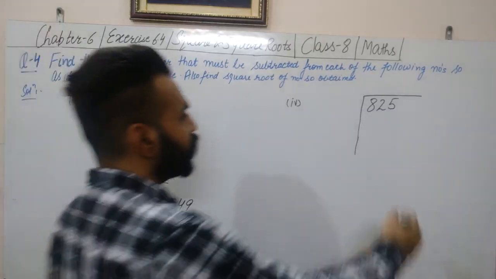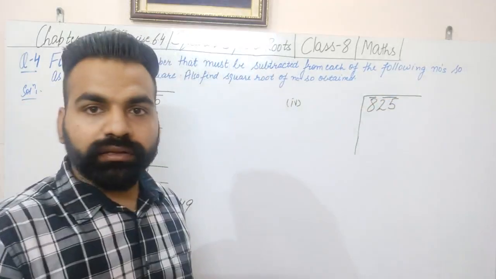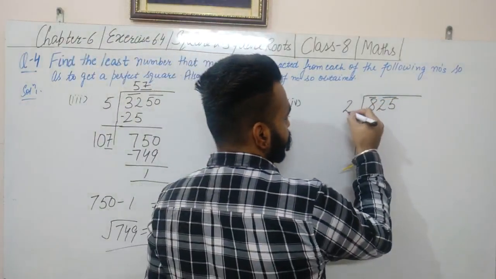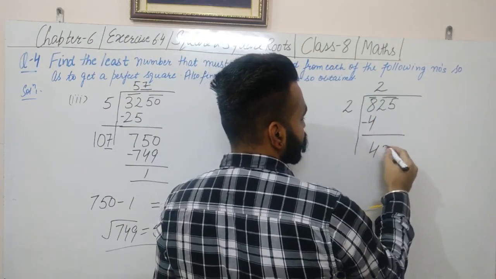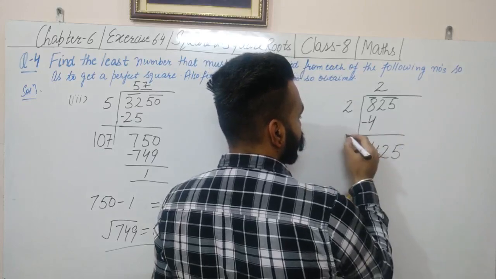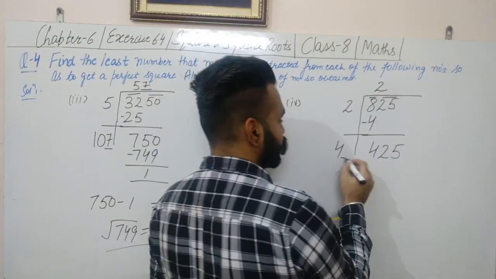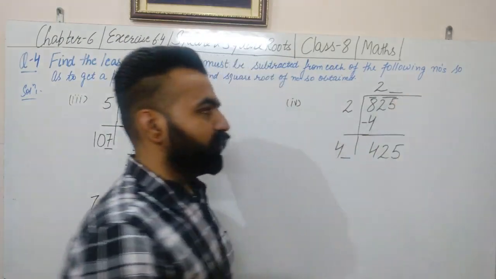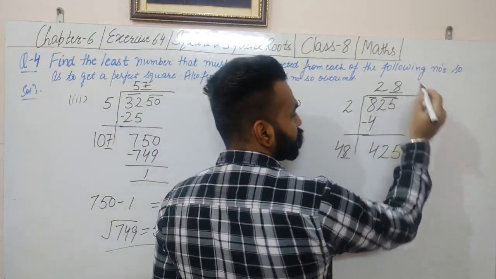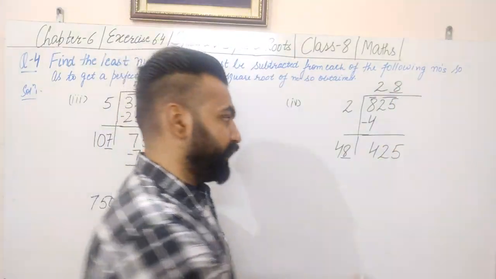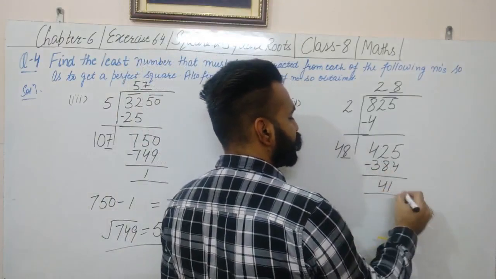Now fourth part, first pair is of 21, second pair is of 8. So the number which will appear here will be 2. So 2 into 2, 4. We will subtract and answer will be 425. We will double the divisor here, 4. Put a blank. So think of a number which can appear here. The digit will be 8. So 48 into 8 will be 384. And on subtracting, the remainder is 41.